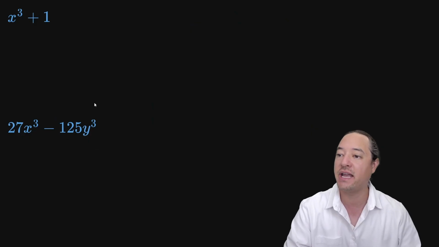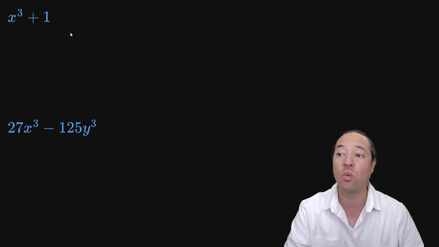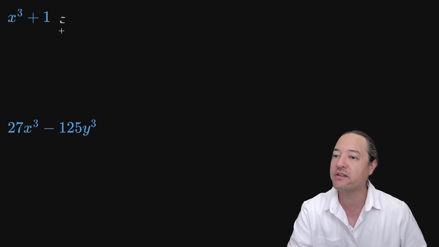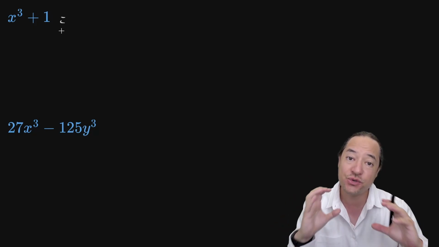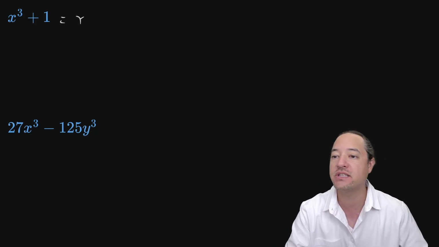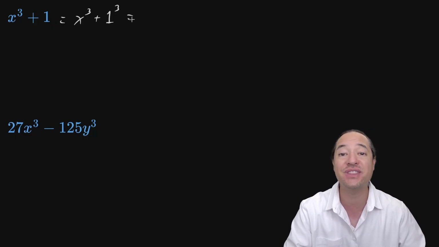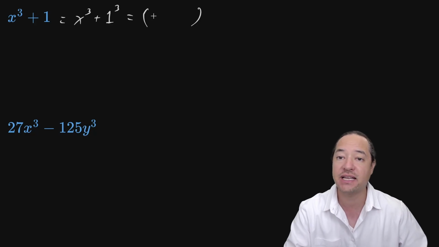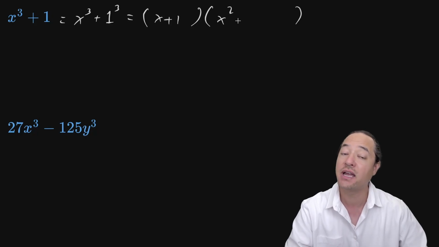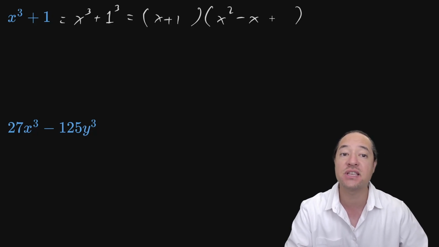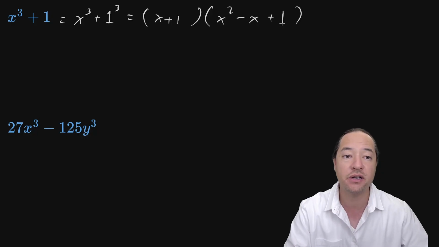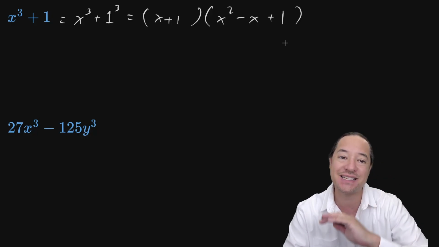Here we have x cubed plus 1. Now this is interesting. I want to think of this as the sum of two cubes. So I can think of this as x cubed plus 1 cubed, because of course 1 cubed is 1. And so this will allow it to fit the pattern. Here I expect to get x plus 1 multiplied by my quadratic factor. Here should be an x squared, a minus 1x, and then a plus 1 squared, which is 1. Okay, so this is what I expect to get here.